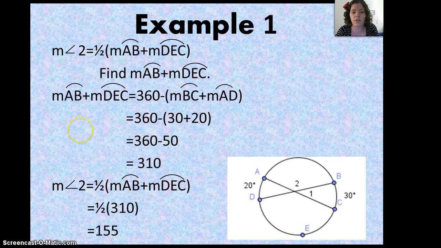This equals 360 minus 30 plus 20, which is given to us in our picture, equals 360 minus 50, which would be 310. Now we plug that back into our original equation. The measure of angle 2 equals 1/2 the measure of arc AB plus the measure of arc DEC. This equals 1/2 310, which is what we found above, which would be 155.